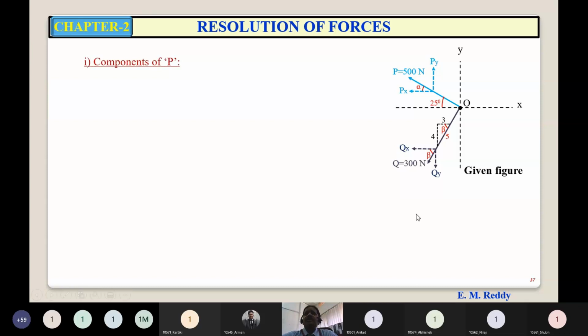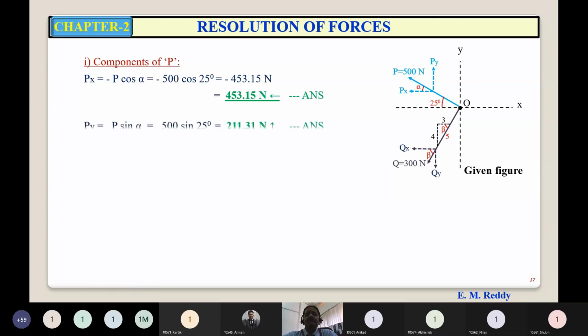Components of P: we know that the component adjacent to the angle is cos. So directly you can say Px is equal to P cos alpha. Being it is acting towards left, I am taking it as minus. So minus P cos alpha. That gives you 453.15 Newton acting towards left. Py, the other perpendicular component, is P sin alpha. That is 211.31 Newton upwards. You please do the calculations. So don't copy as it is. You are supposed to do the calculations and verify the given values.